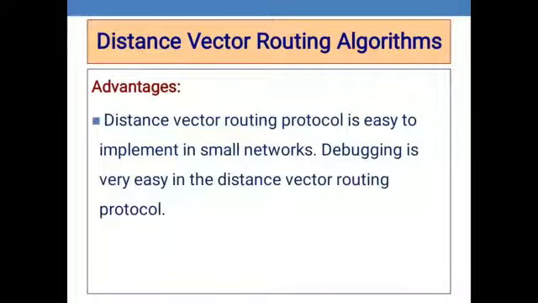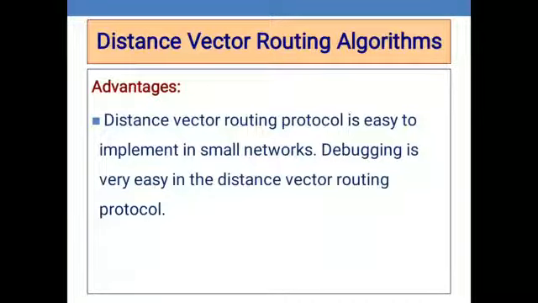Coming to advantages, the distance vector routing protocol is easy to implement in small networks only. If it is a bigger network with large numbers of routers, then it becomes clumsy because every time it needs to update the data.